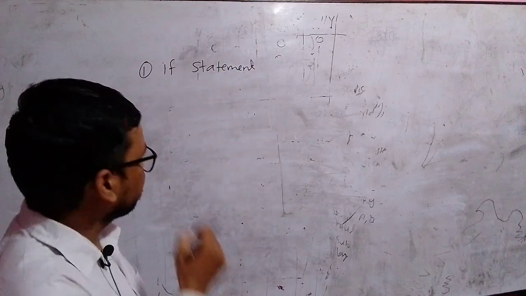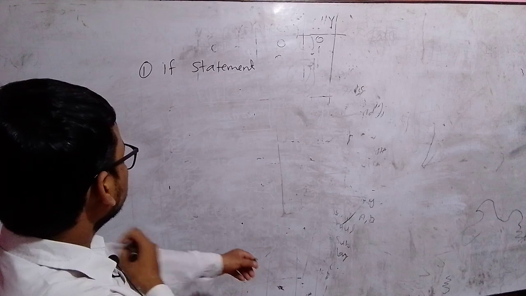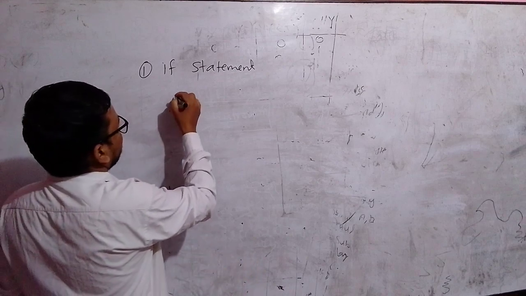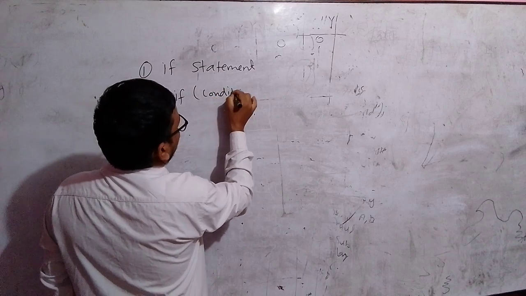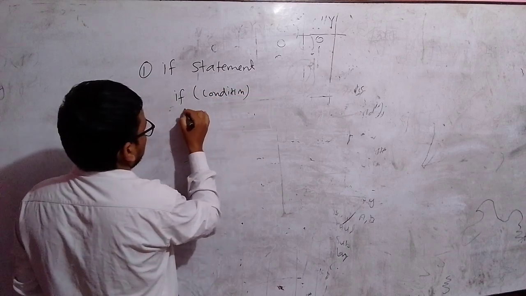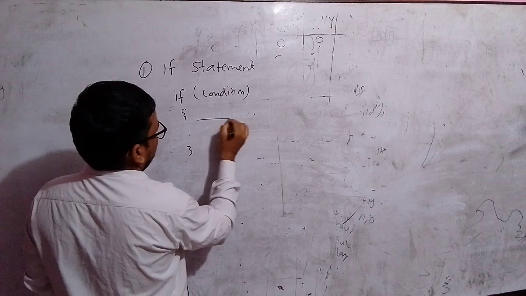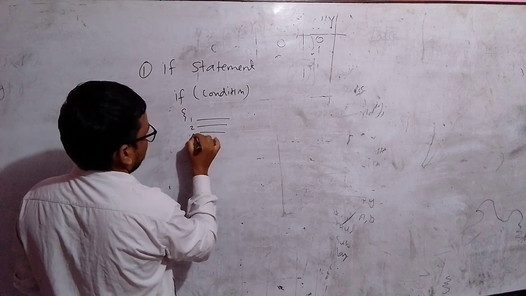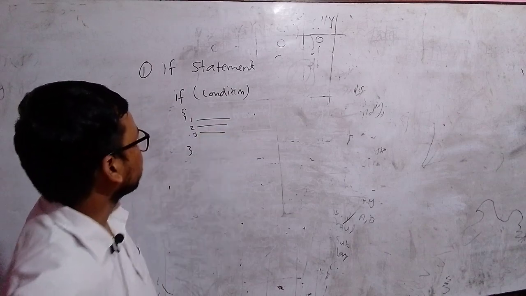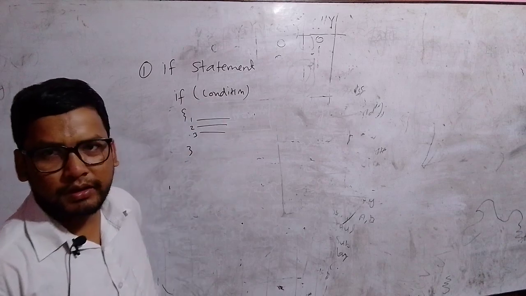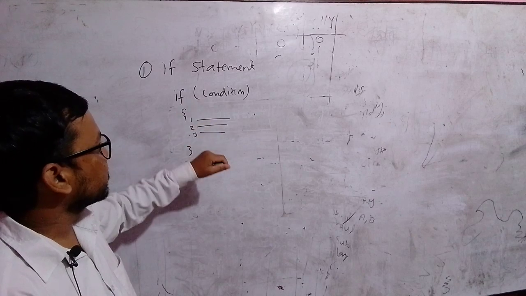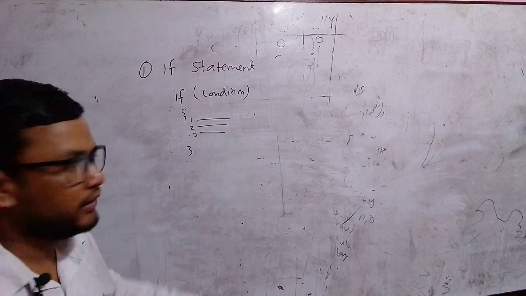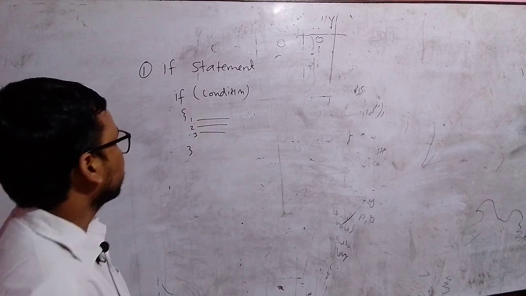If statement. If conditions, block of statement. 1 2 3. This is the block of statement. This is the simple structure of the if statement. This is also called the syntax of the if statement.